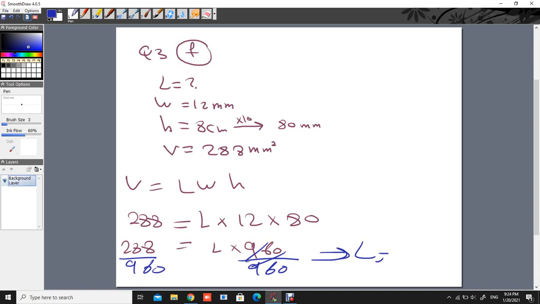Do it in your notebook. Use the long division. Equals 0.3 millimeter.